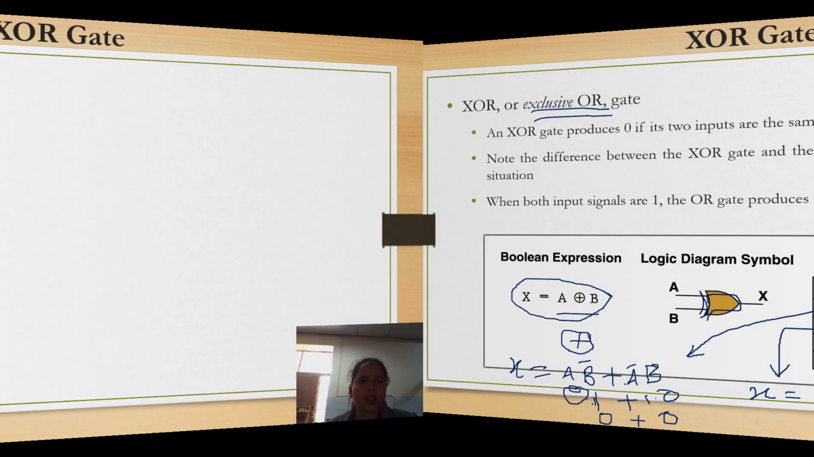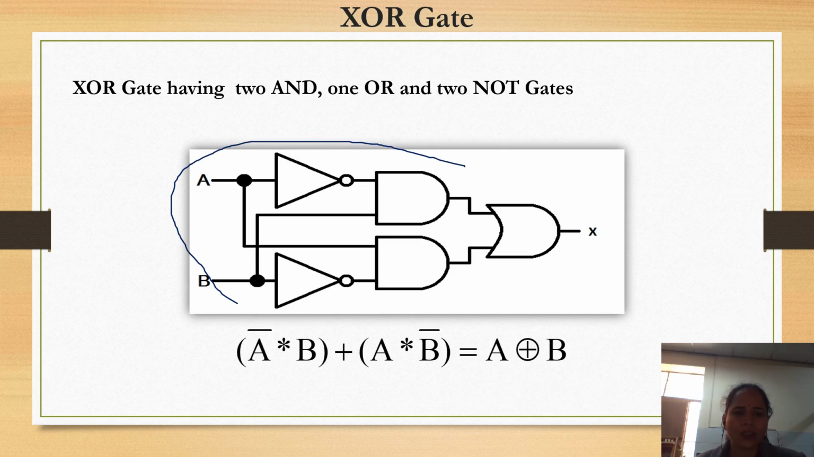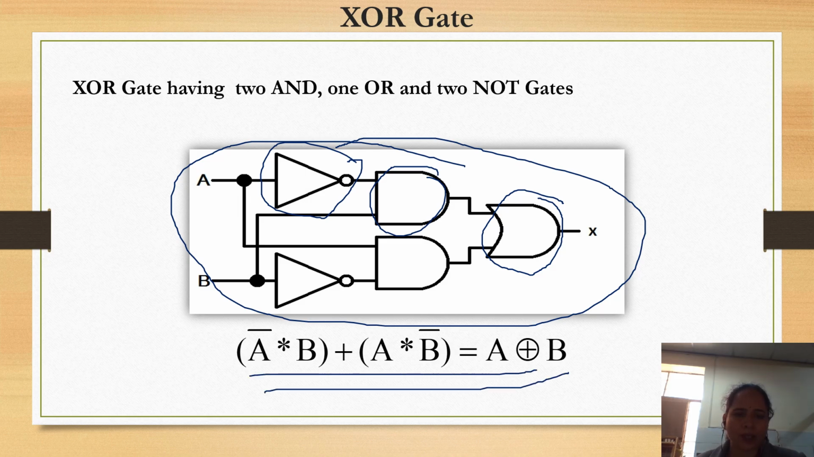Now next is the basic logic diagram of the XOR gate. Okay, and it is created using the AND gate, OR gate and NOT gate. So this is the OR gate, this is the AND gate, and this is the NOT gate. Okay, that's how it is created, and this one is the formula. Okay, A bar B plus A B bar.